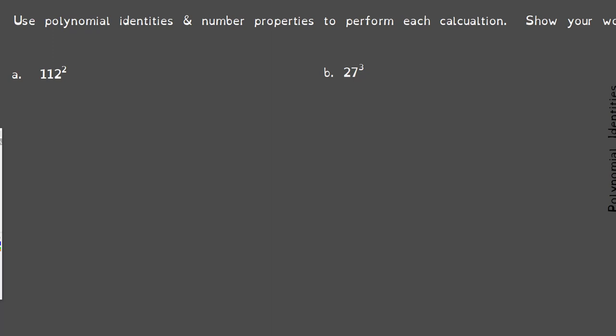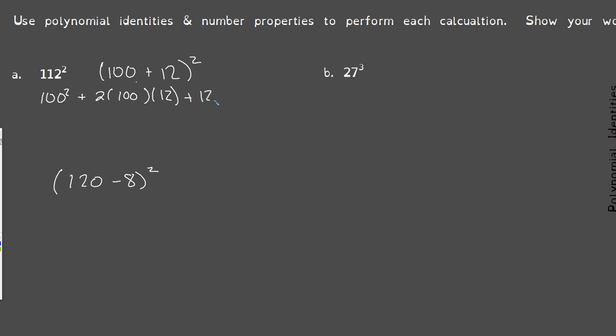120 minus 8? Or 100 plus 12. That's the way I went, was 100 plus 12. But 120 minus 8 is not... which way would y'all rather work? It doesn't matter. Let's do both, just kind of see how it looks. So 100 squared plus double the product plus 12 squared.